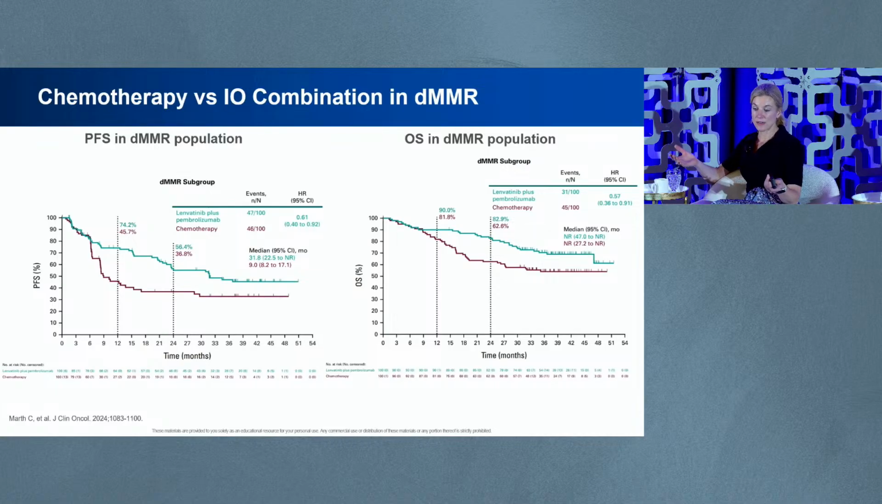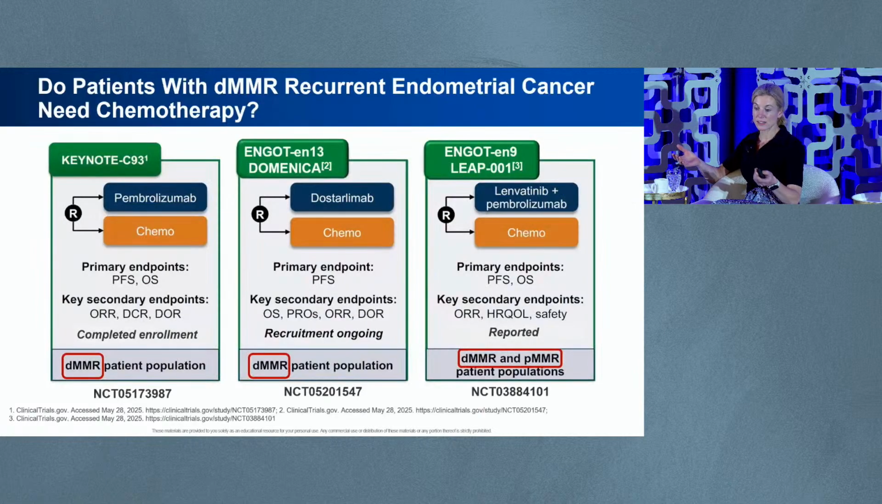This is not enough information yet. There's a couple of other studies that we're still waiting on results. Keynote C93 compared pembrolizumab versus carboplatin paclitaxel. This has completed enrollment in the dMMR patient population. Hopefully we'll see the results in the next coming years. DOMINICA is a similar study, but with dostarlimab, that's done in Europe. The recruitment is ongoing, and I just heard that they're almost there with the accrual.